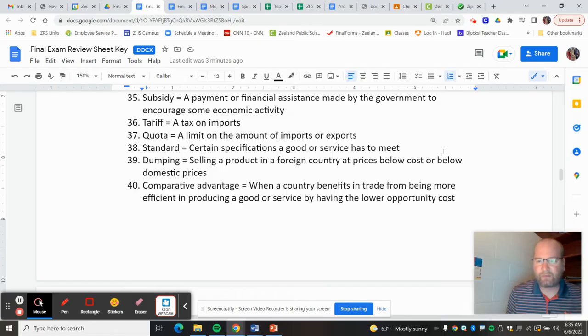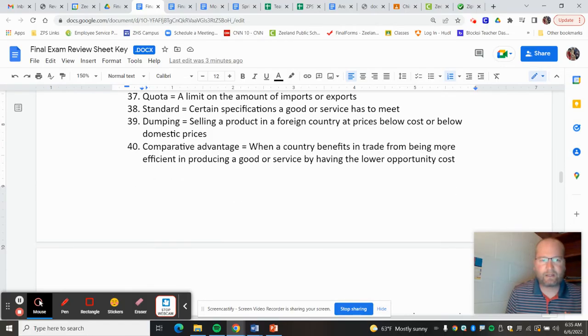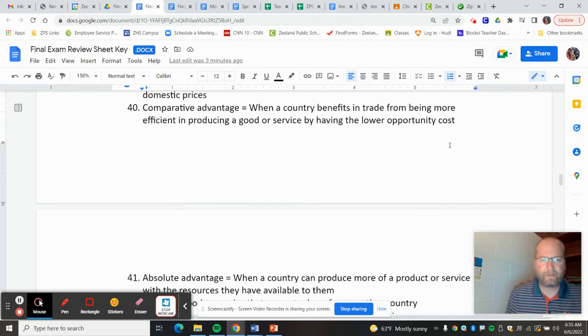It's great for us. We're getting rid of our extra, but the Canadian soccer ball manufacturers are not going to be happy about that. Okay, comparative advantage. When a country benefits in trade from being more efficient in producing a good or service by having the lower opportunity cost. Remember, we talked a ton about comparative advantage last week. The country with the comparative advantage has the lower opportunity cost.